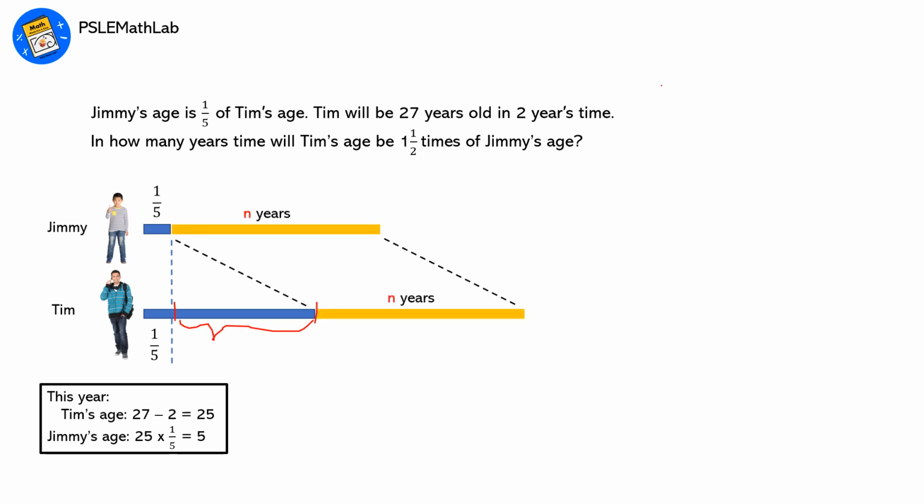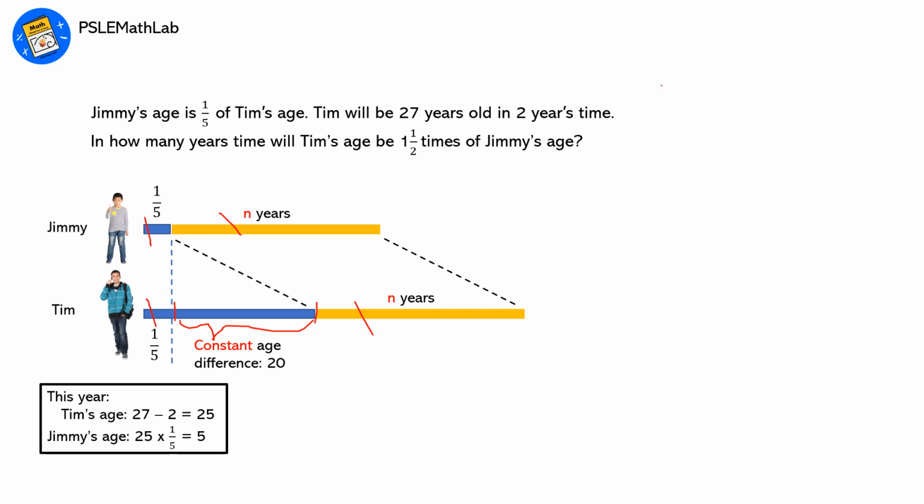And after n years, Jimmy is n years older and Tim is also n years older. But when we subtract to calculate the age difference, the n years cancel each other and this part cancels each other. So you can see after n years, the age difference is still the same as this year, which is a constant 20 years, 25 minus 5, 20 years.